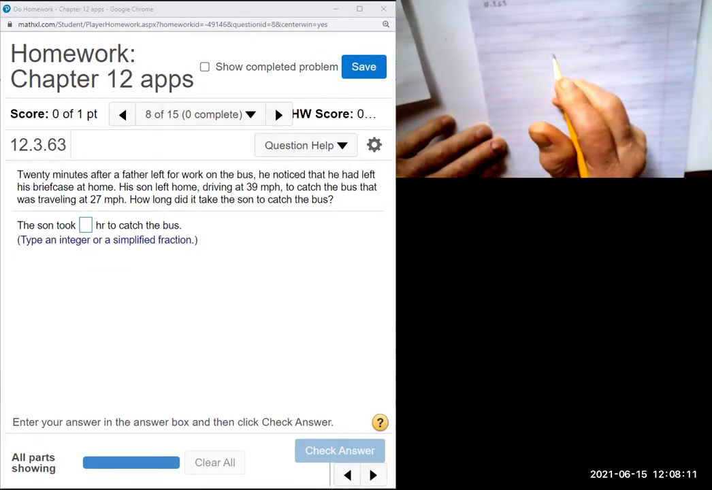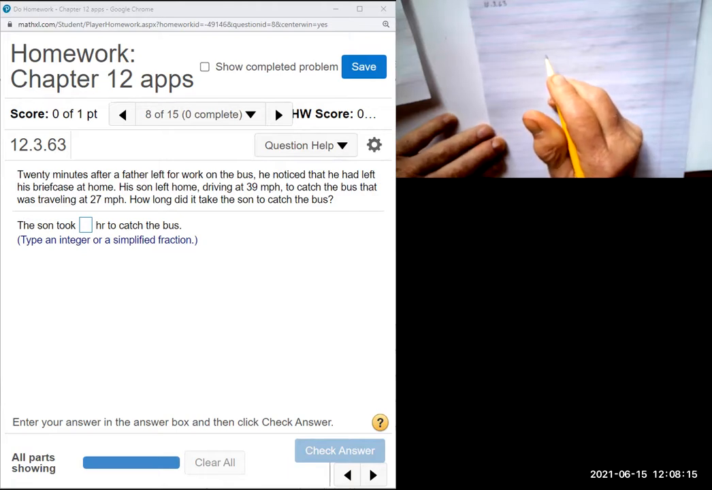Word problems bother many of us, including myself. Let's read the problem slowly and carefully. 20 minutes after a father left for work on the bus, he noticed that he had left his briefcase at home. His son left home driving at 39 miles per hour to catch the bus that was traveling at 27 miles per hour. How long did it take the son to catch the bus?